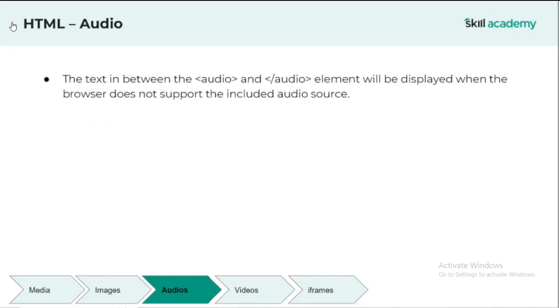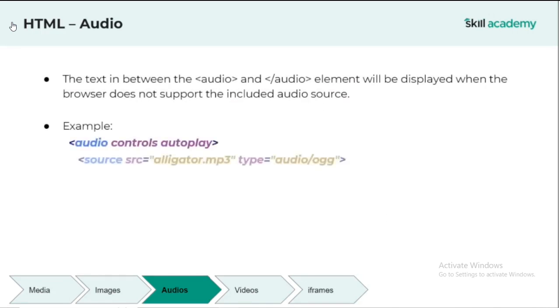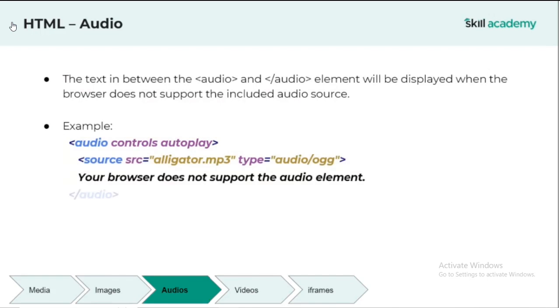Now, the text in between the audio and the closing audio element will be displayed when the browser does not support the included audio source. So guys, sometimes your browser won't be able to play an audio file. Here, this is how you are going to write the code. The text between the starting audio tag and the closing audio tag will be displayed if our browser does not support the audio element. So this is the syntax of using an HTML audio element.